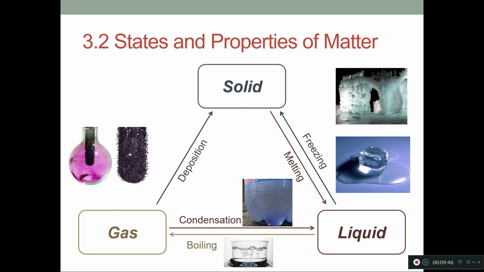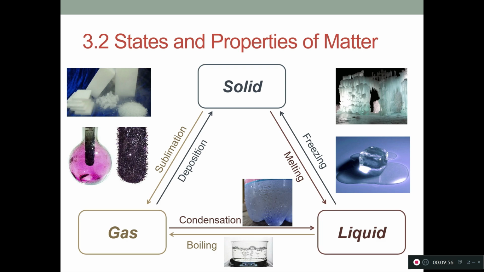Then two that you might not be as familiar with: a gas becoming a solid is called deposition. So you can think of it as just sort of a solid depositing onto something. And if we have a solid becoming a gas, that's called sublimation. So if you've ever seen dry ice, the reason it's dry is because it doesn't go through the liquid phase. It goes right from solid to gas, and that's why you see that steam just coming off of this solid.